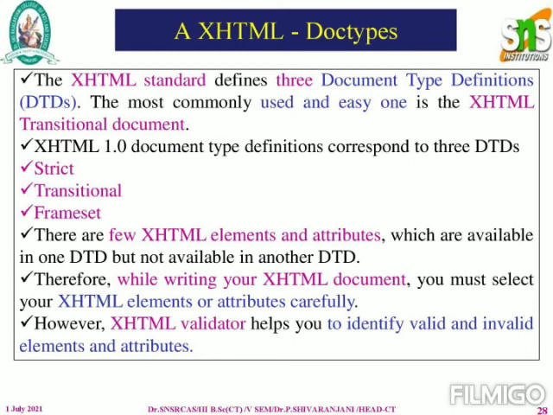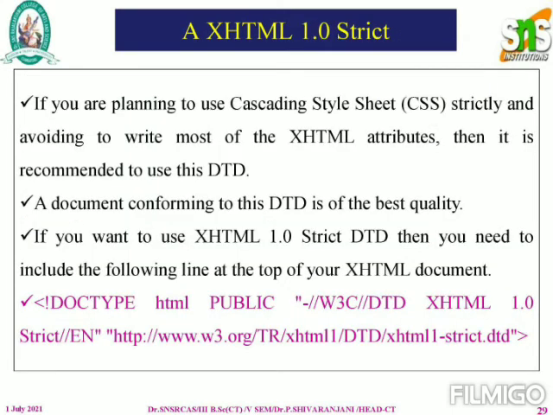So now we are going to discuss XHTML 1.0 Strict. If you plan to use cascading style sheets, that is CSS, strictly and avoid writing most presentational XHTML attributes, then it is recommended to use this DTD, that is document type definition. A document conforming to this DTD is of the best quality. If you want to use the XHTML 1.0 Strict DTD, you need to include the following line at the top of your XHTML document, given here. So it is restricted to use only this particular document type.